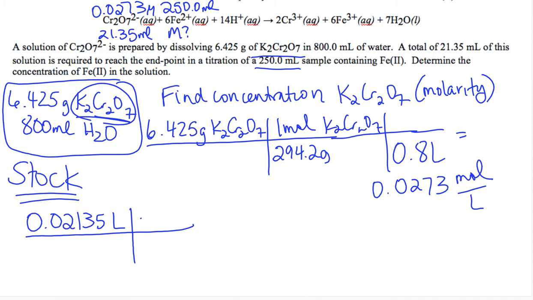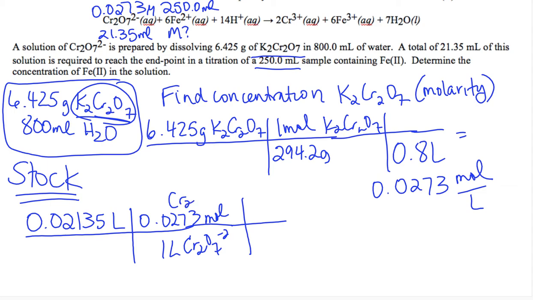Right now, I am in liters of dichromate. I've got to get to moles of known. 0.0273 moles per liter of Cr2O7 negative 2. Now I am in moles of Cr2O7 negative 2. Now what do I do?